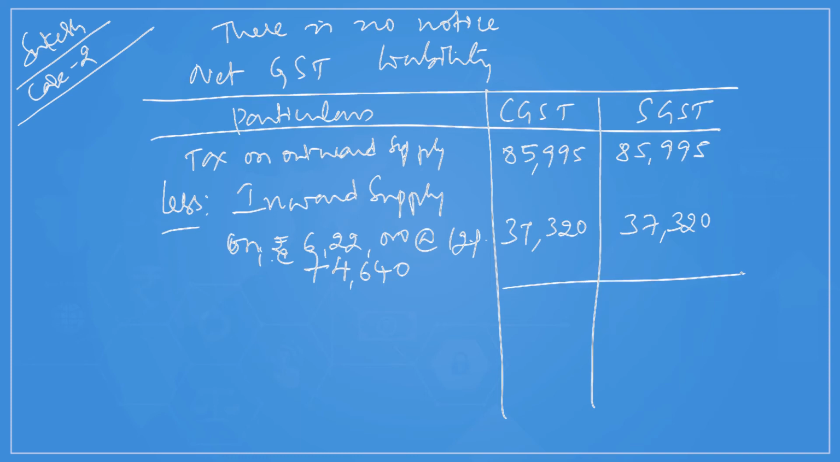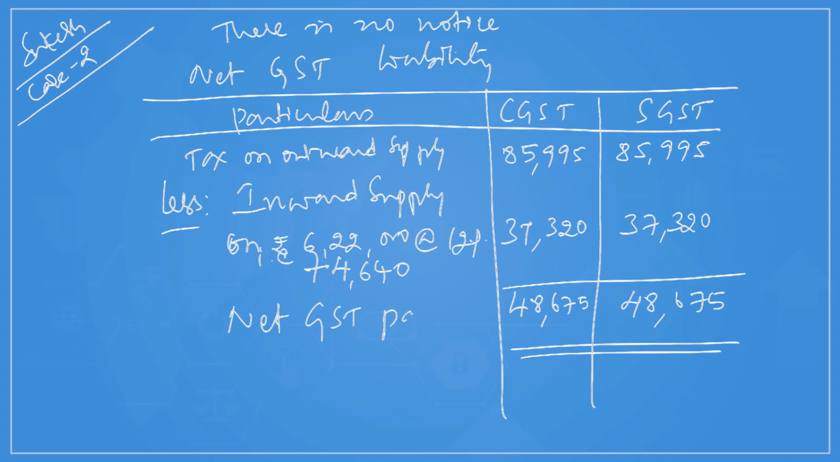After deducting inward tax from outward tax, the net output tax is 48,675 for CGST, and for SGST also it will come the same amount, that is 48,675 rupees. This is the net GST payable when there is no notice.